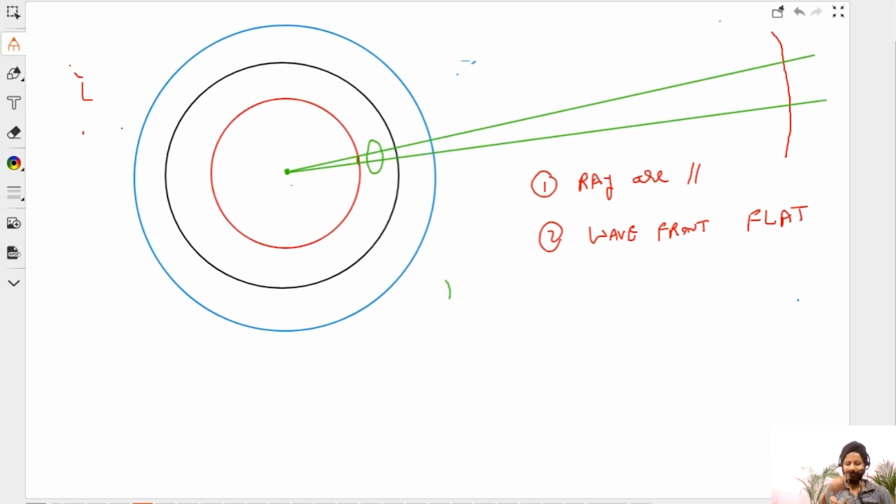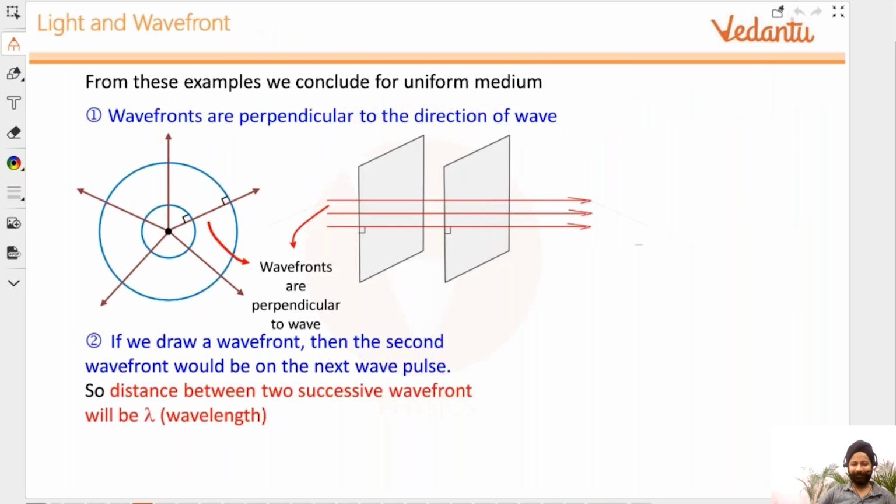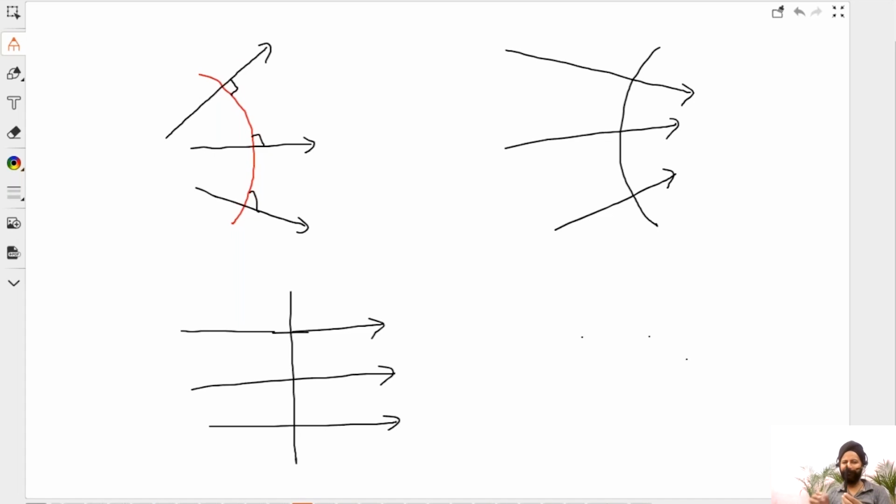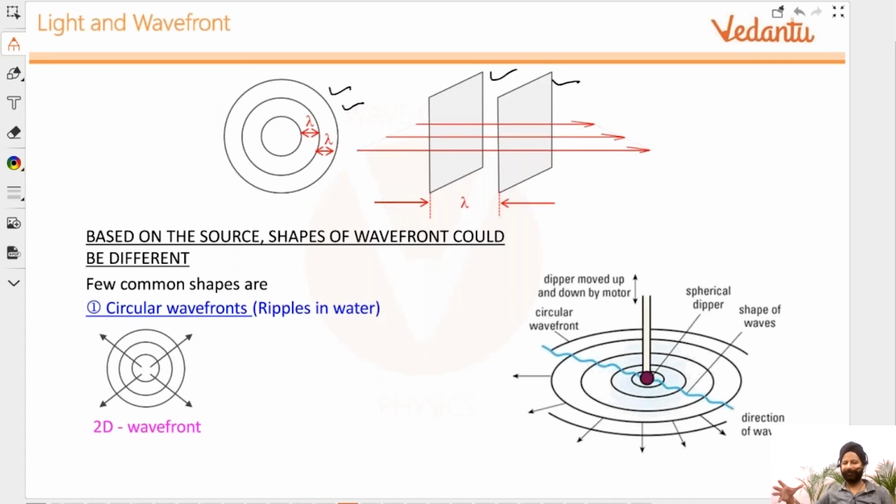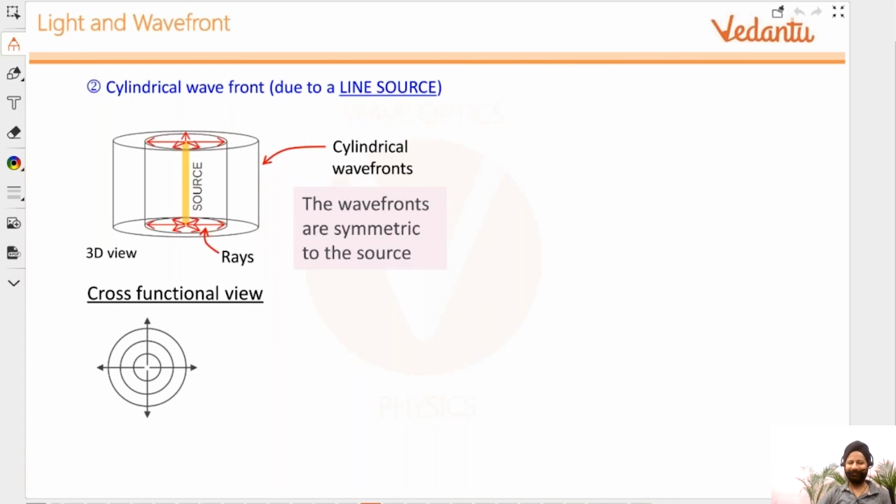But think about a line source now. Instead of a point source, it's a line source, like a tube light. So light will travel this way. It's going to be cylinders there. So look at the picture, that will explain more. A line source of light is going to create cylindrical wavefronts, not spherical, but cylinders there. Right? So that is the symmetry there, the cylinders.